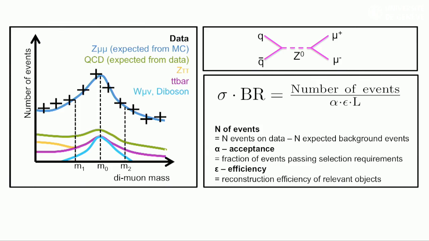The acceptance, indicating the fraction of signal events passing selection requirements we are applying to the data, the reconstruction efficiency of the relevant objects, muons in our example, and the integrated luminosity, indicating the amount of incoming particles we have used. In the numerator, we have to subtract from the total number of events the expected number of background events. These are the events producing the same signature, a dimuon pair in our example, but resulting from other processes different to our process of interest.